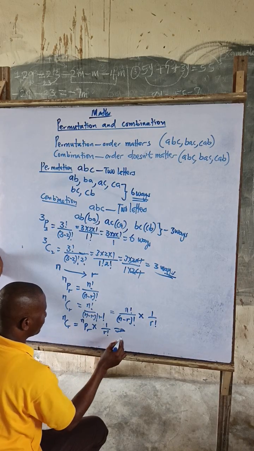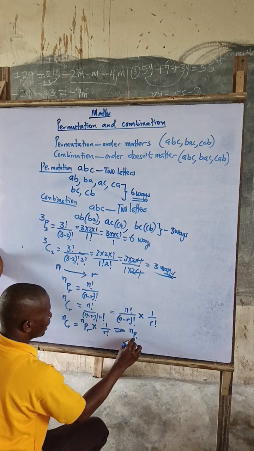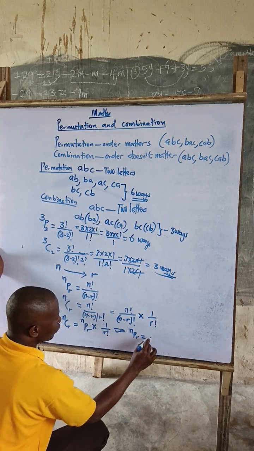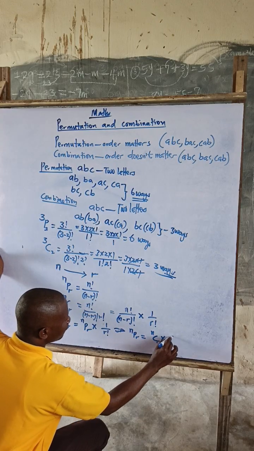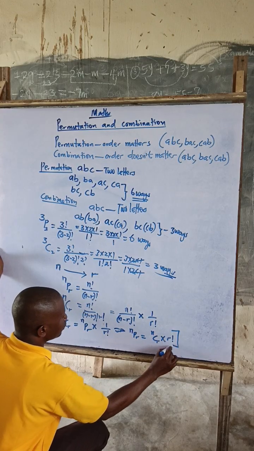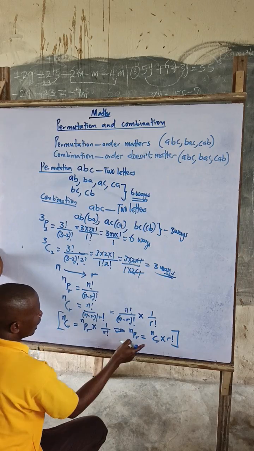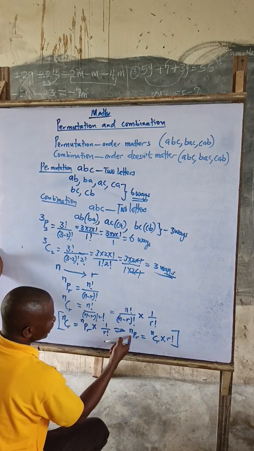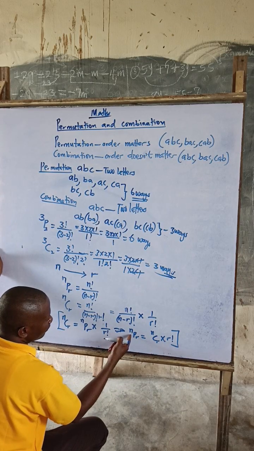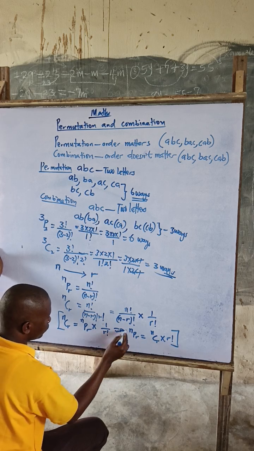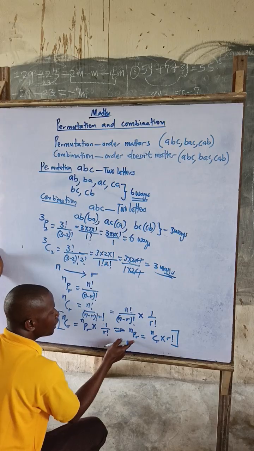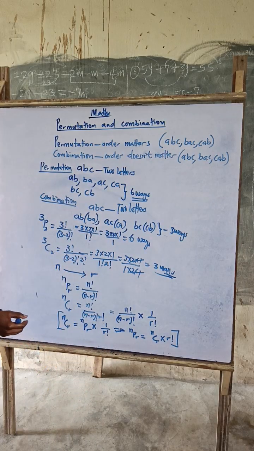What of permutation in terms of combination? We have n permutation r equals n combination r times r factorial. That is the relationship between combination and permutation, whether writing permutation in terms of combination or combination in terms of permutation. Thank you.